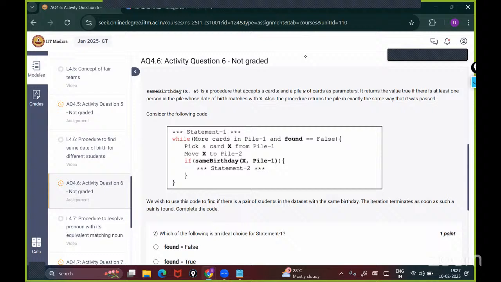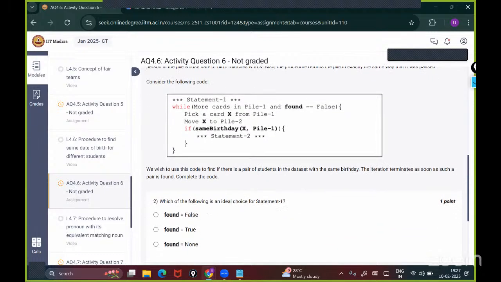Okay, so here if found is false, then they are checking with the other cards. Then what has to be this found value in statement 1?